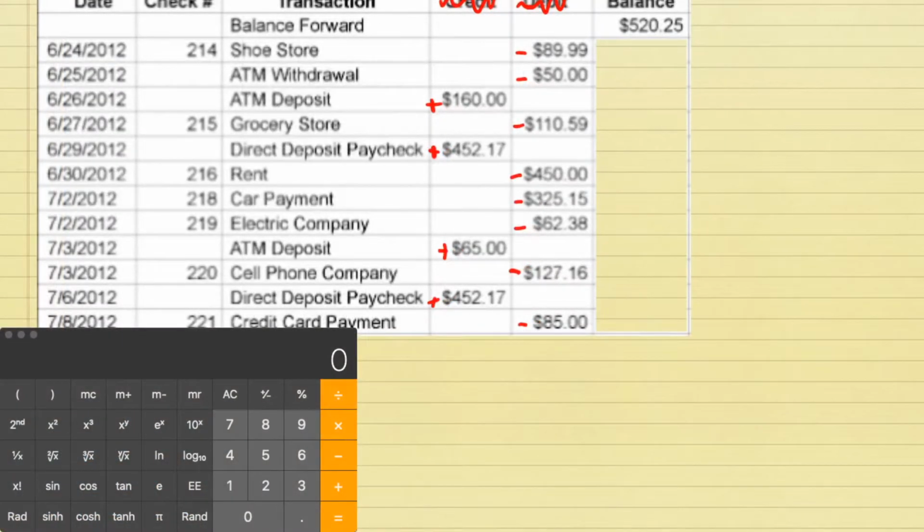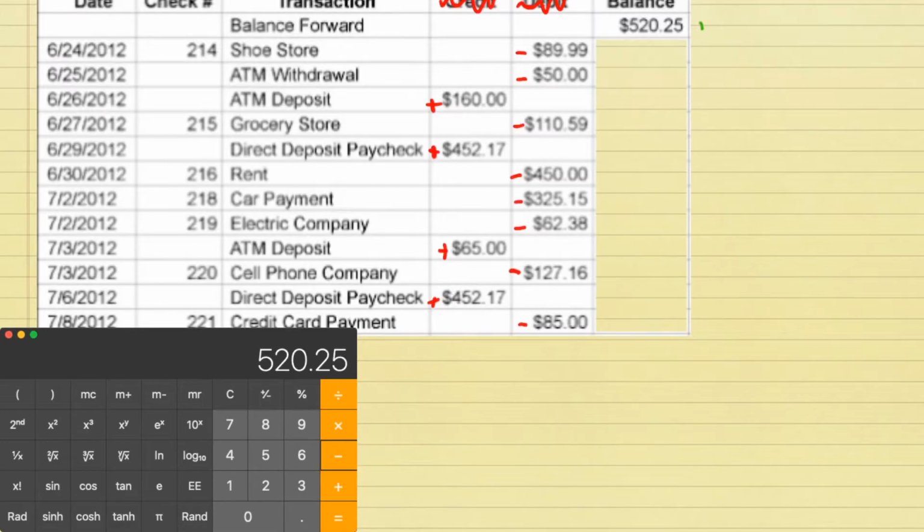Here's the calculator in front of you. We're going to start with $520.25. That's the number we're starting with. As I go down, I'm going to go to the shoe store, then the ATM withdrawal, going through the numbers as you see them on the screen. I'll try to mark my screen so you can see which number I'm doing first. We're starting at the top. This is step 1, and we're going to go down the list. So let's subtract.